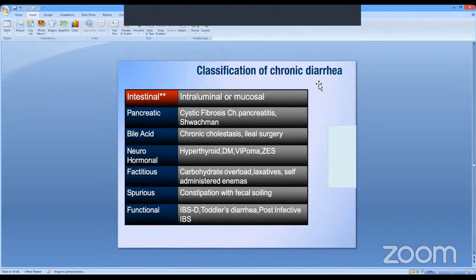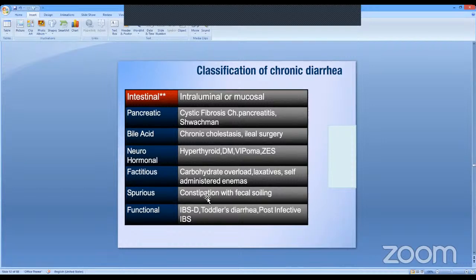So classification of chronic diarrhea according to the part affected. Intestinal cause, which may be intraluminal or mucosal. Pancreatic cause: cystic fibrosis, chronic pancreatitis, or Shwachman-Diamond syndrome. Bile acid: chronic cholestasis or ileal surgery. Neurohormonal: hyperthyroidism, diabetes mellitus, VIPoma, and Zollinger-Ellison syndrome. Factitious: very often we experience this after taking a heavy meal in some marriage ceremony and other occasions. After taking a heavy carbohydrate meal, next morning we used to have this experience. And spurious: constipation with fecal soiling.